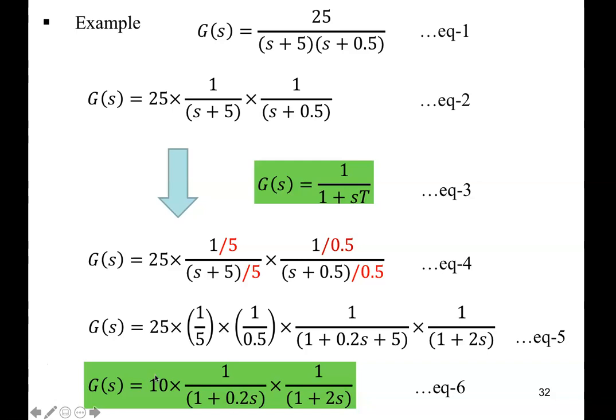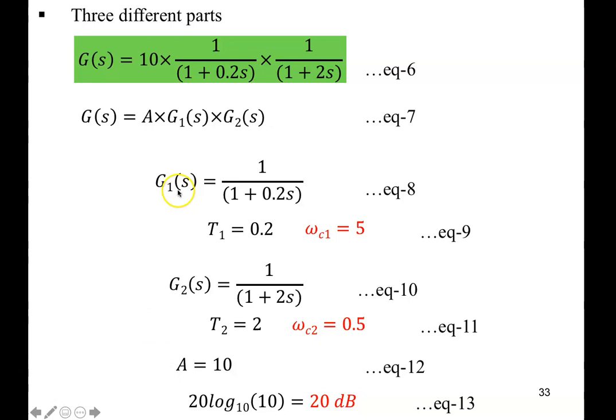Okay, so we have 3 parts to deal with in this transfer function. Say the overall gain is A. This part, the first fraction, is a transfer function G1. The second part is a transfer function of G2. So the overall transfer function is divided into 3 parts. The overall DC gain, the first transfer function, the second subsystem.